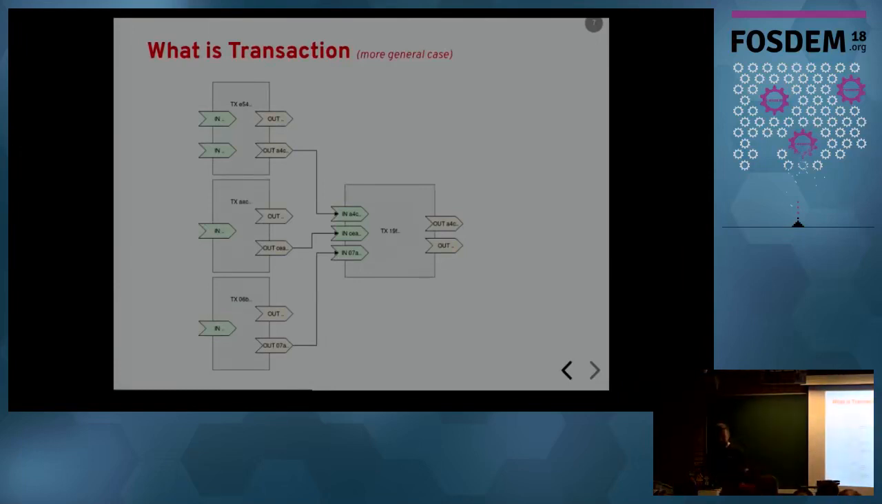This is a transaction in a more general case, because before we had just one input and two outputs, but it doesn't have to be this way. In this case, we have three inputs, and as you can see, they reference the unspent outputs from previous transactions. So this is basically the graph of all transactions. Each input has to be connected to a previously unspent output, and by referencing it, we basically spend it.